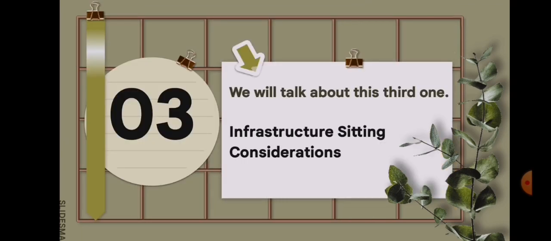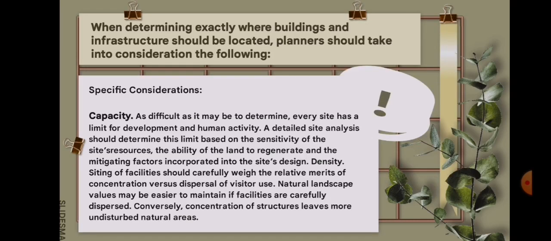Next, we have the infrastructure setting considerations. So when determining exactly where buildings and infrastructure should be located, planners should take into consideration the following. In the specific considerations, we have the capacity. As difficult as it may be to determine, every site has a limit for development and human activity. A detailed site analysis should determine this limit based on the sensitivity of the site's resources, the ability of the land to regenerate, and the mitigating factors incorporated into the site design.